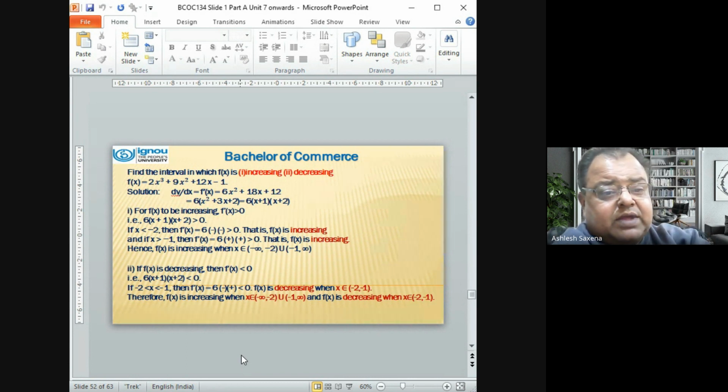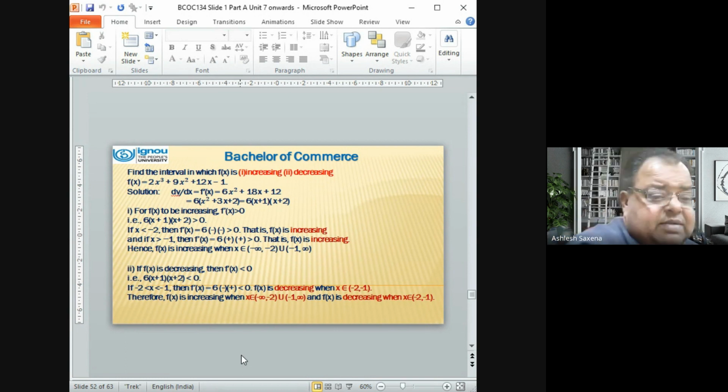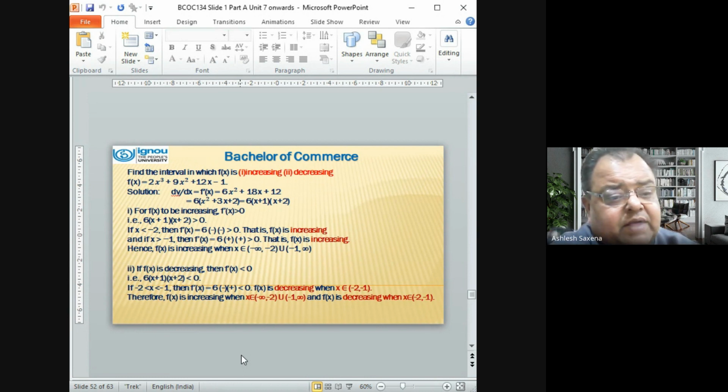Similarly, we are taking the second part, for the derivative for the decreasing period. What we will do? We have already calculated the derivative. Now we will change the sign. That means f dash x will now be less than 0. So similarly, we will be taking two values, and if we take a value between minus 2 and minus 1, we will get a plus sign and a minus sign, which will be plus into minus is minus. That means it will be a decreasing function.